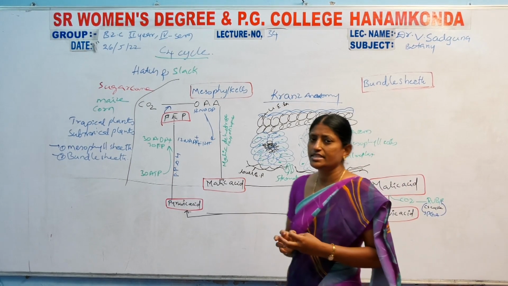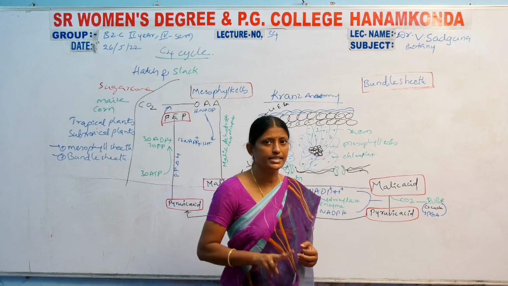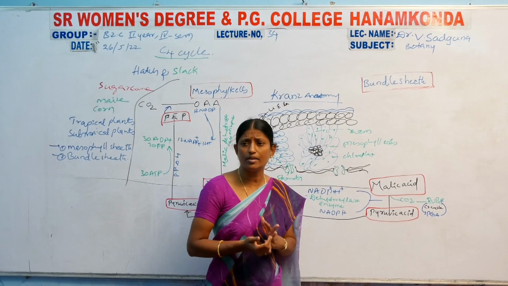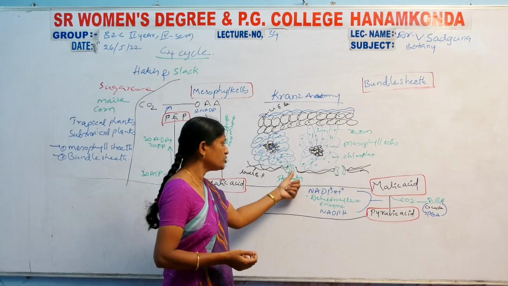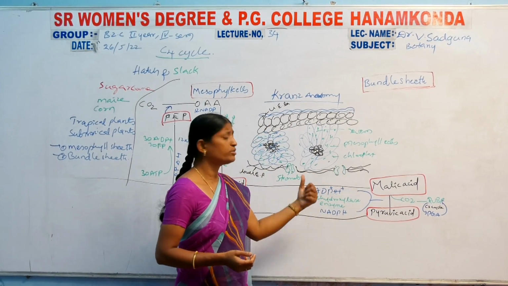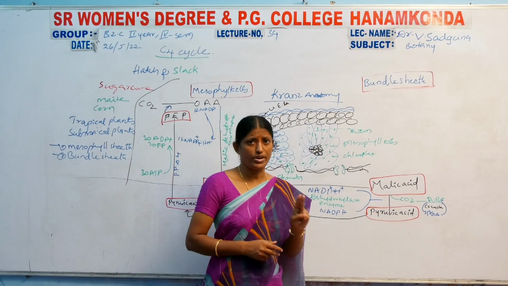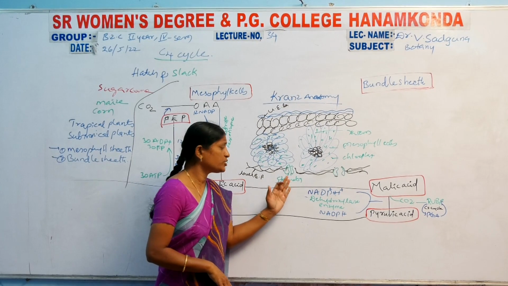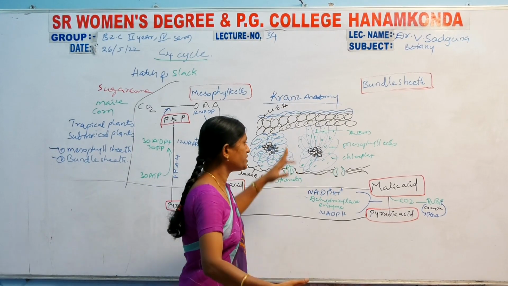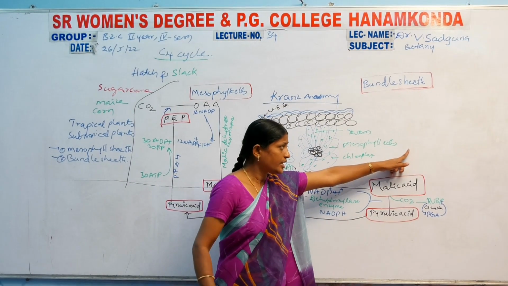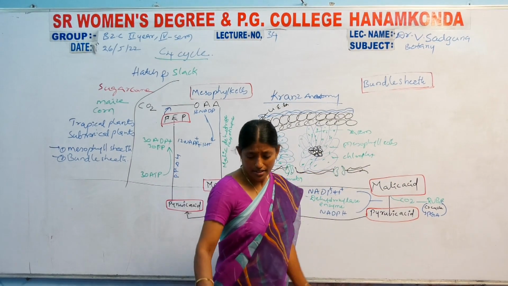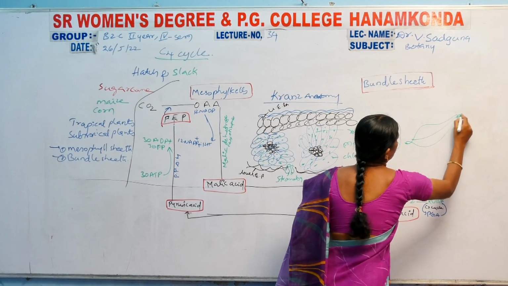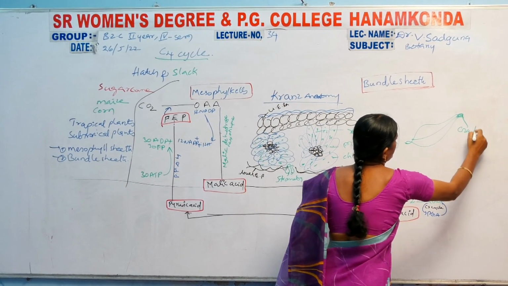What is the significance of the C4 cycle? The significance is moreover environmental, provided by the stomata. There are open stomata and closed stomata. The water evaporation is called guttation, the guttation of water at the leaf edges of the leaf. This one is the guttation.